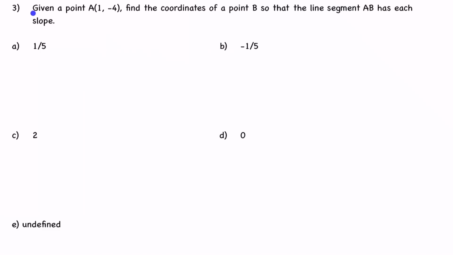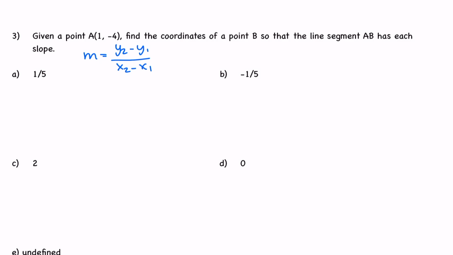Example 3 says, given a point A(1, -4), find the coordinates of a point B so that the line segment AB has each slope. So basically we know one point and we know the slope, but we need to figure out another point. So our equation for slope is m is equal to y2 minus y1 divided by x2 minus x1. So let's just let A be our first point, so x1, y1, and B will be our second point, so x2, y2.